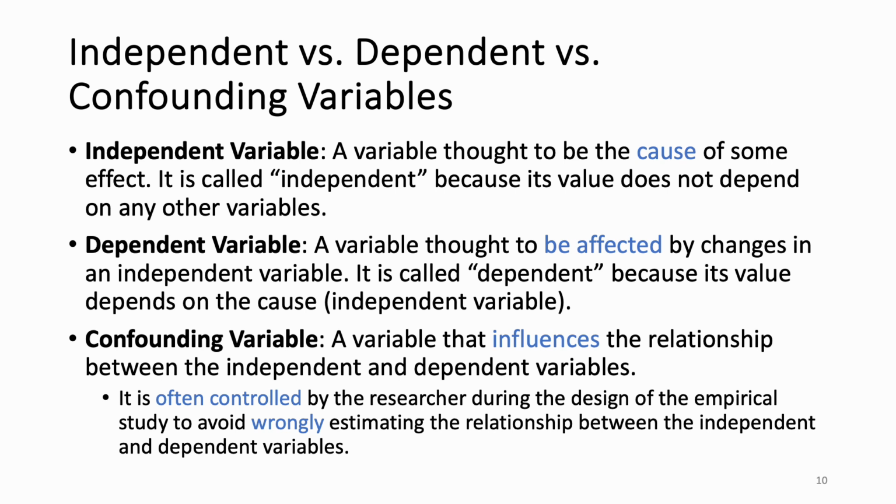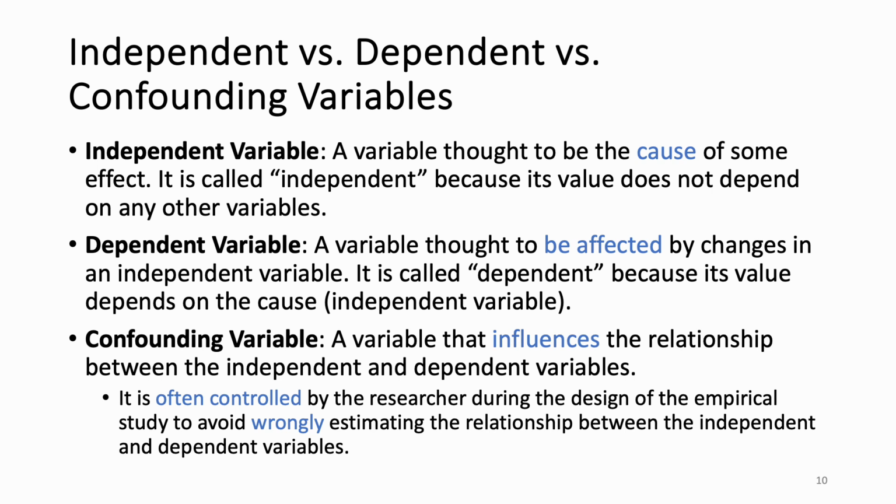Next, we have the dependent variable. A dependent variable is considered to be affected or influenced by the change in an independent variable. And it's called dependent because its value depends on the cause, right? On the independent variable.